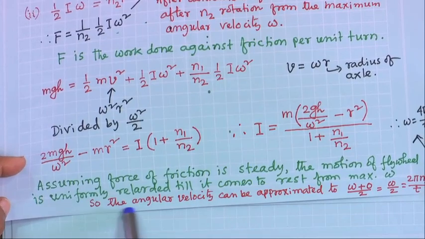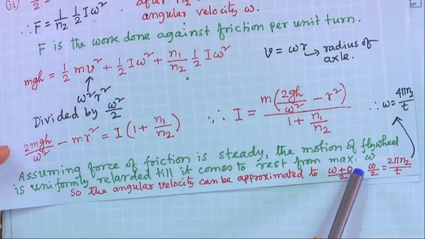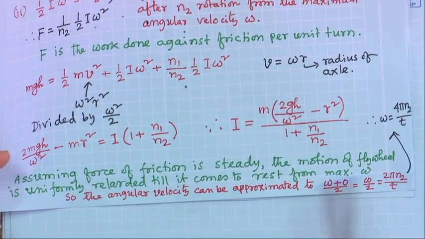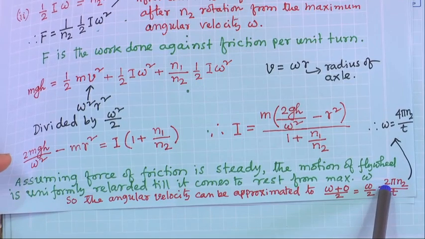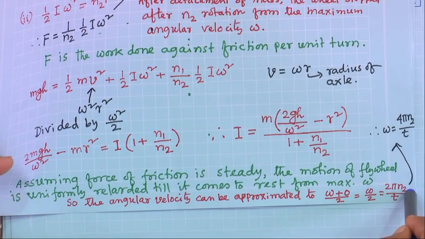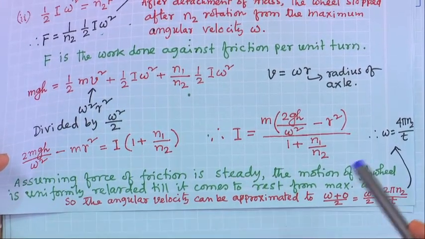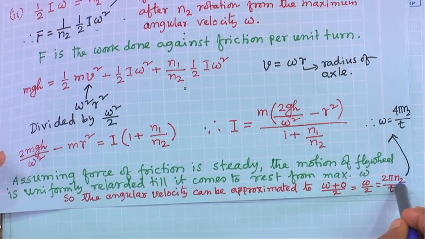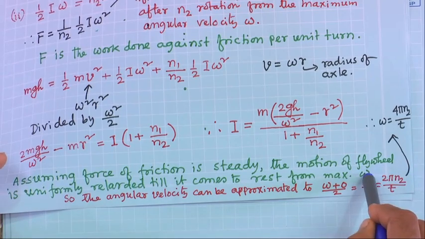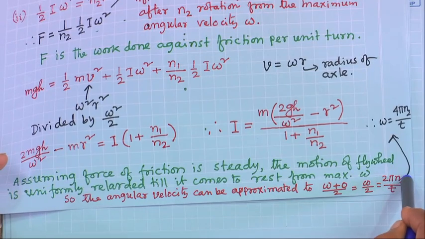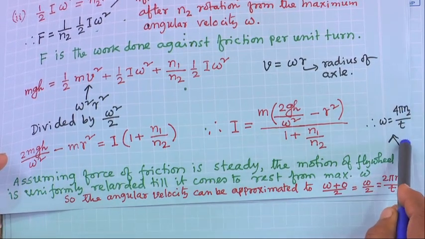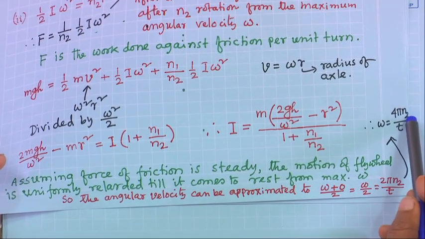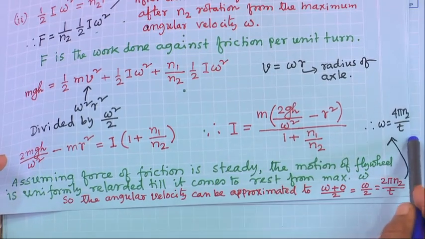So the average angular velocity can be approximated as (omega plus 0) by 2, that is omega by 2. For N2 turns, each turn is an angle of 2 pi, so the total angle is 2 pi N2. If I count the time t it took to come to rest using a stopwatch, then omega by 2 equals 2 pi N2 by t, so omega equals 4 pi N2 by t. We have to count how many turns it took to come to rest and take the time for that duration using the stopwatch, and then one can find omega.